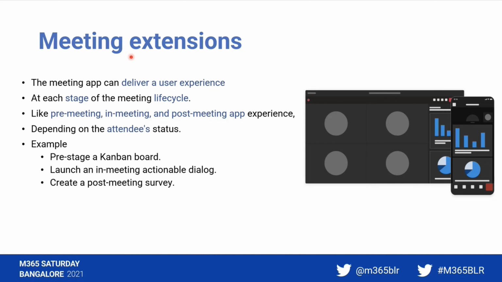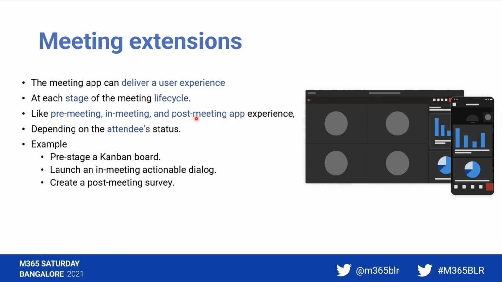Moving ahead, a meeting extension. So meeting extensions is again a way of delivering user experience, but this extension would be used when a meeting is in progress. Okay, but it's not just that the meeting is in progress. The meeting extension can be used at each stage of a meeting life cycle. Now we know that whenever a meeting is planned, there are three stages of it. There would be a pre-meeting experience, or pre-meeting agenda, pre-meeting preparation, which would be done as a part of that meeting. Then there would be in-meeting, which would be basically while the meeting is in progress, and there can be a post-meeting app experience also.